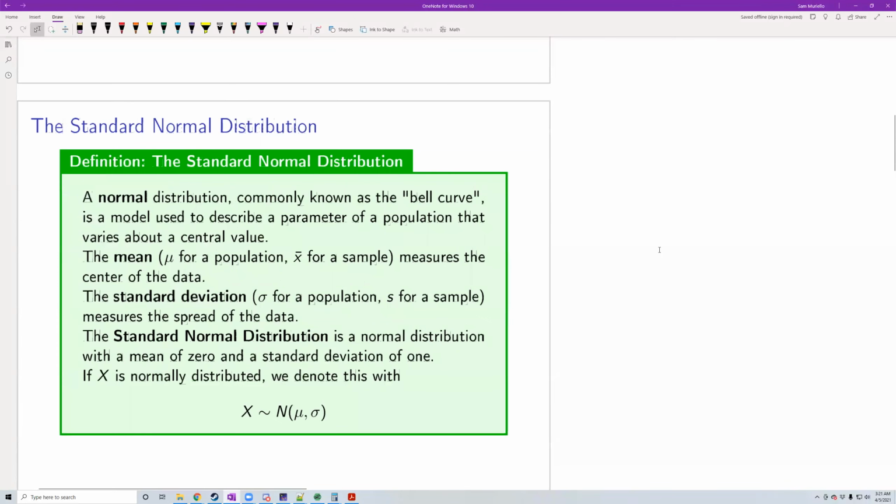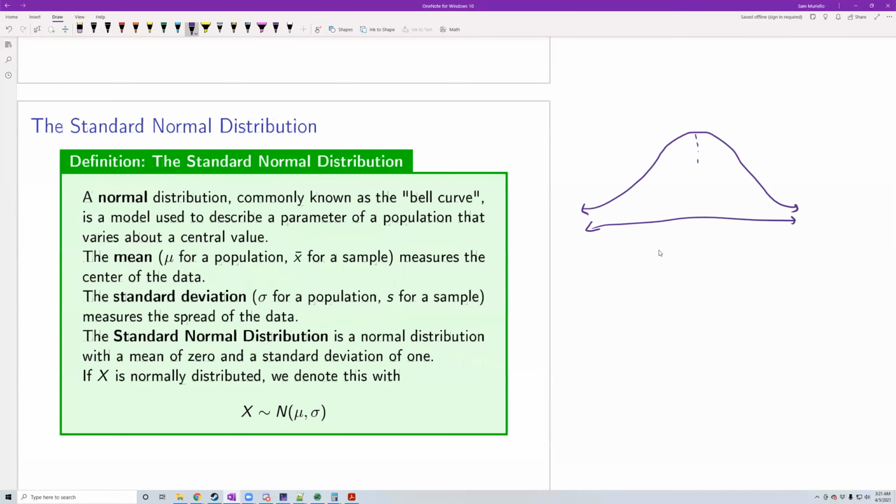The normal distribution, which you might have heard of as the bell curve, is a model that we can use to describe a parameter that varies about a central value. Not everything is normally distributed, but many things are. And the shape of the bell curve would look much like this.